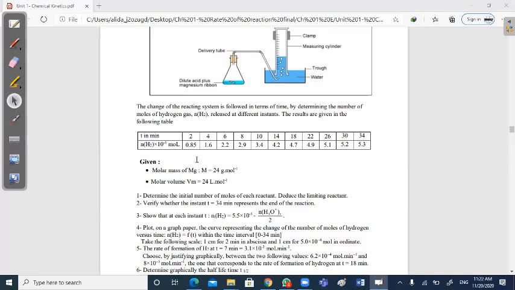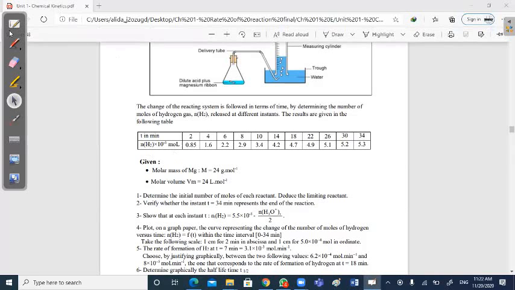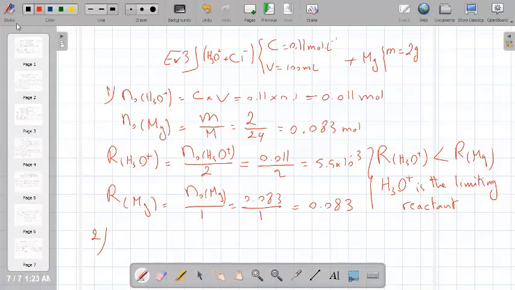Then first, we should calculate the number of moles of H2 at the end of the reaction, according to the stoichiometry of the reaction.